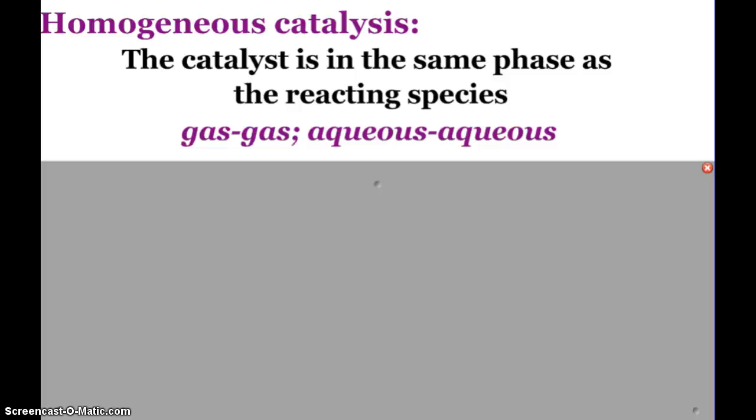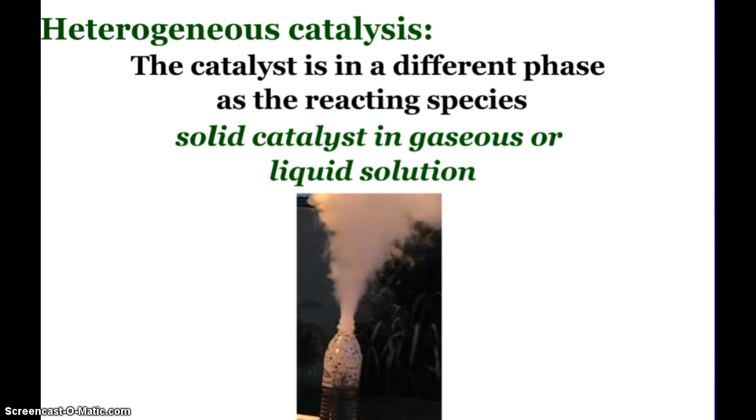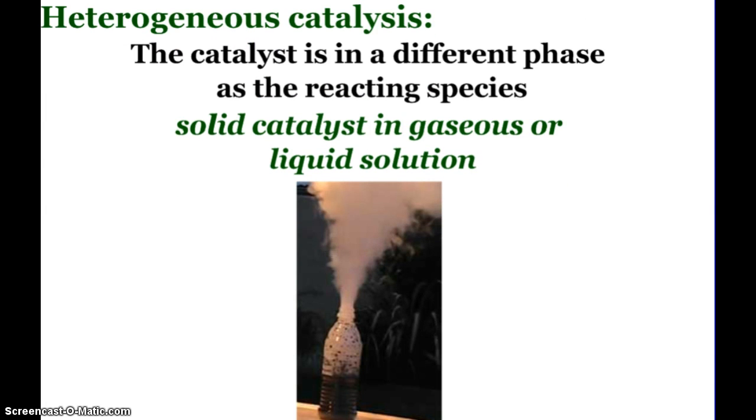Now, if our catalysis is homogeneous, that means that the catalyst is in the same phase as our reacting species. So if I have gaseous reactants and my catalyst is gaseous, that's homogeneous. If I have aqueous reactants and my catalyst is aqueous, homogeneous. Heterogeneous catalysis results when the catalyst is in a different phase. So a solid catalyst acting on gaseous reactants or in a liquid solution.